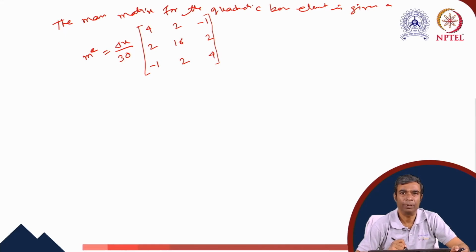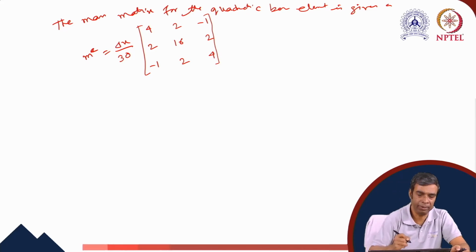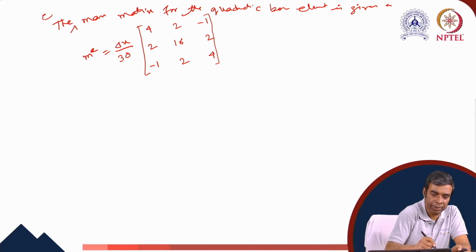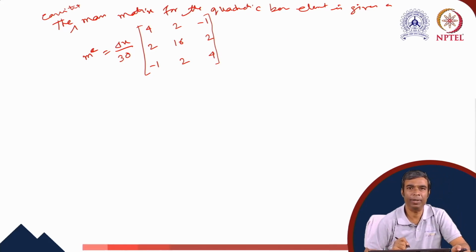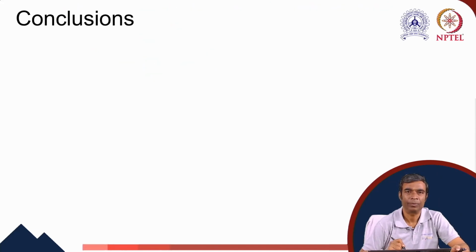Therefore, for the 2-noded and 3-noded bar elements, we have shown the structure of the convection diffusion matrices contributed by the convection term, contributed by the diffusion term, and we have also presented here the already calculated consistent mass matrix. So this is the consistent mass matrix. This is symmetric, positive definite, and certainly diagonal dominant. We conclude today's class here.